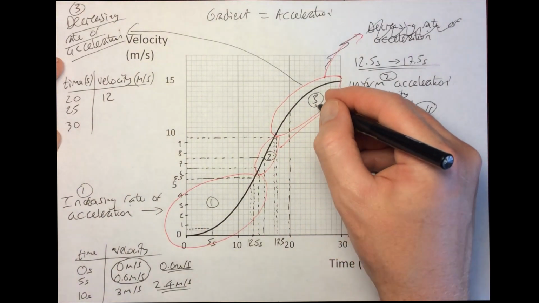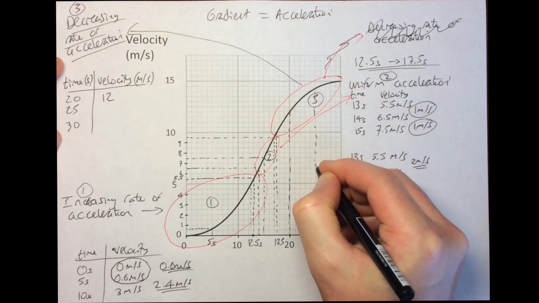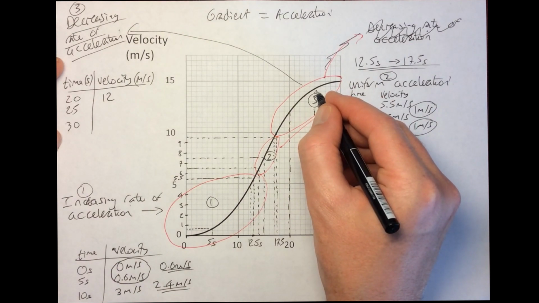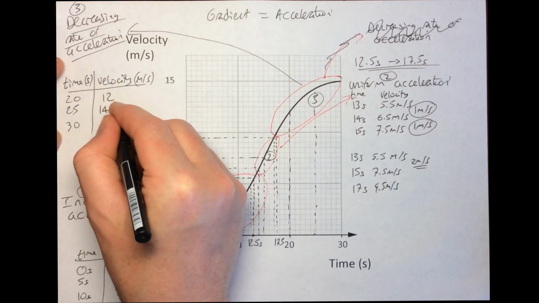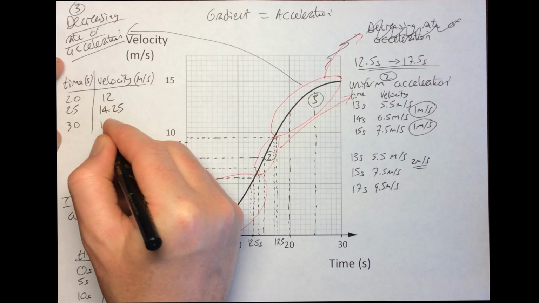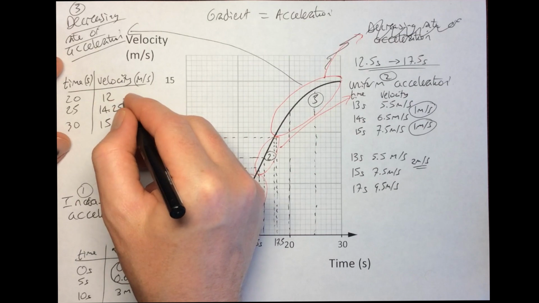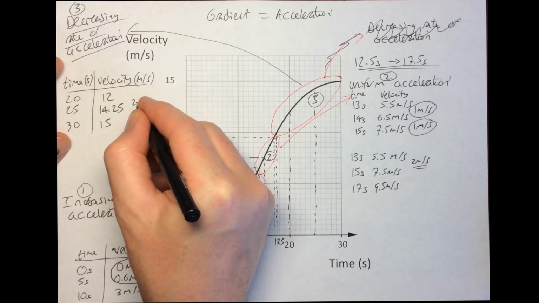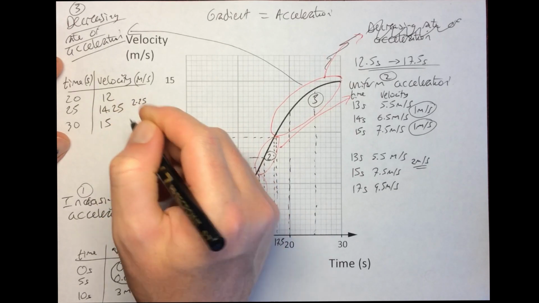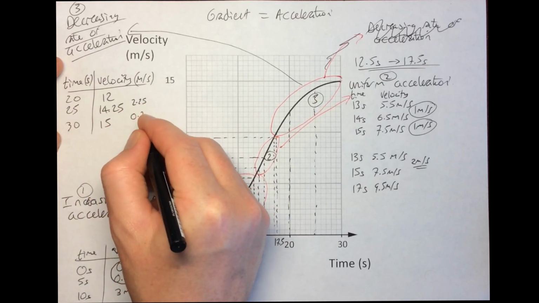At 25 seconds, you can see the velocity there is just a little bit more than 14. I'd say it's 14.25. Okay, and then at 30 seconds, you can see the velocity there is 15. So, with this bit of the graph, we've gone up by 5 seconds. As the time has increased by 5 seconds, the velocity's gone up by 2.25. Okay, so from there to there, it's a difference of 2.25. And then when the time goes up by 5 seconds again, you can see now the velocity's only gone up by 0.75.